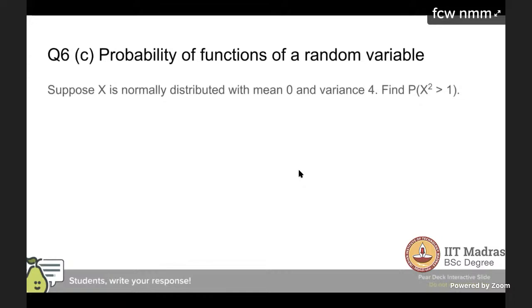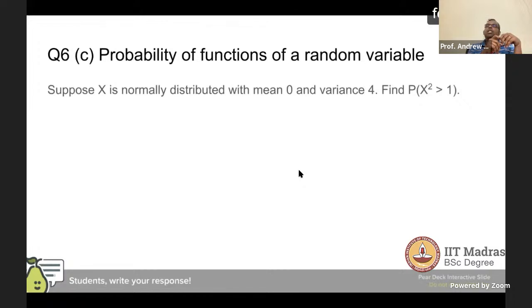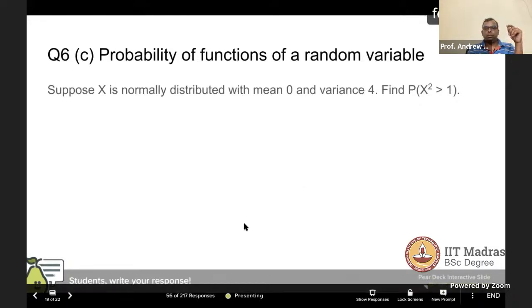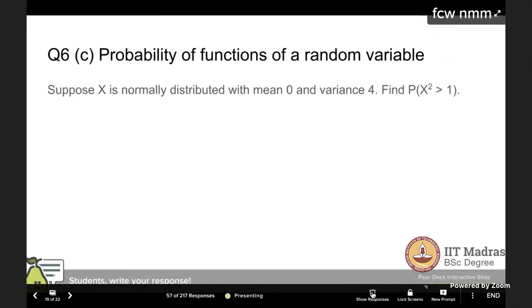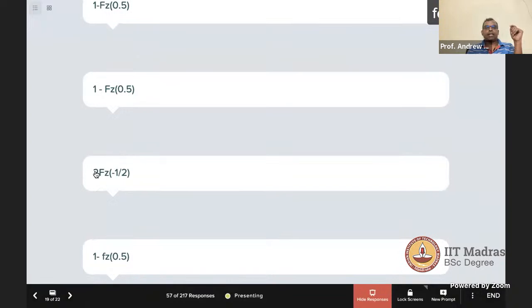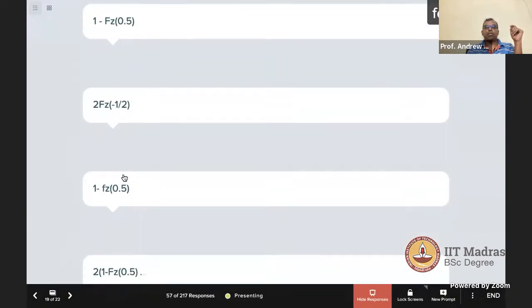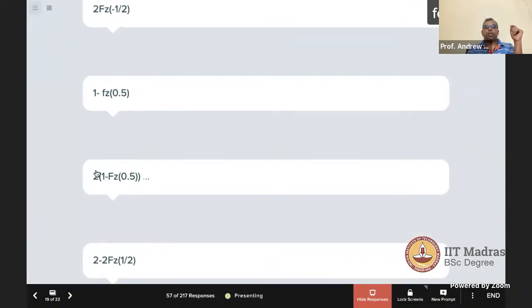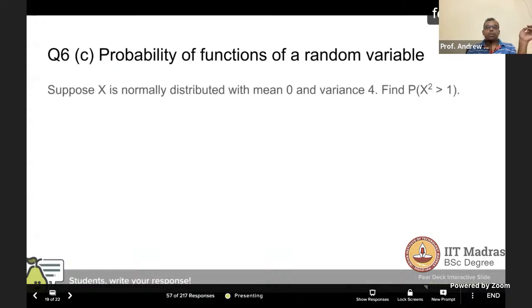Would the answer be 2 minus 2 Fz of 0.5? Yeah, that is the same as 2 times Fz inverse of minus 0.5. Right? Okay, so thank you. So it's 2 times this. So this is the correct answer, 2 Fz of minus 0.5. And this one is also correct, 2 times 1 minus Fz of 0.5. That's also correct. Okay. Watch out for these kind of problems.